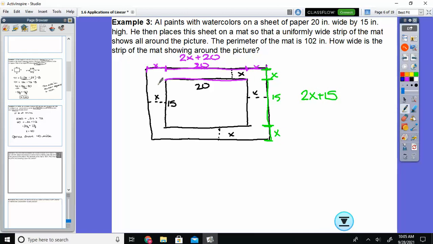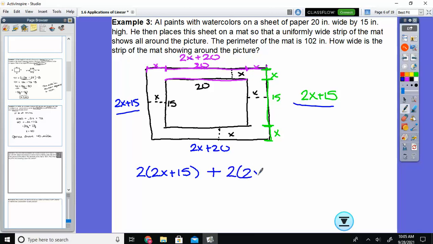Alright, so perimeter, we have to add all the sides. So this is also a 2x plus 15 and a 2x plus 20. So we can write all four of these out. You could recognize you have two sides that are the same, so you could do 2 times the 2x plus 15, plus, these two are the same, so you could do 2 times the 2x plus 20. 2 times the length plus 2 times the width equals the total perimeter, 102.